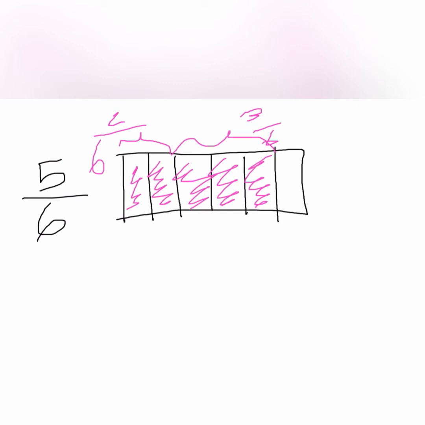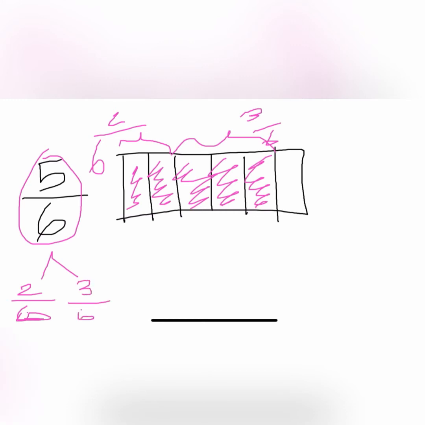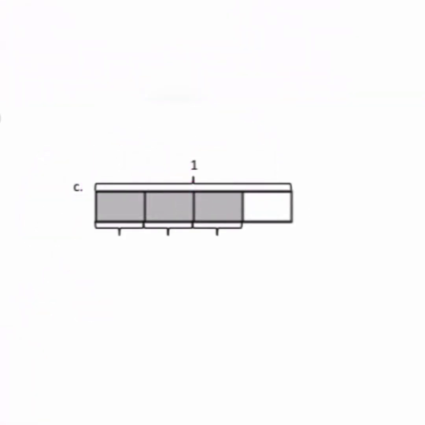A number bond just looks like the whole number, or in this case, the fraction that you're starting with, and then what you're breaking it into. In this case, I'm breaking it into 2/6 and 3/6. All right, so that's how you make a tape diagram based on a fraction, and that's one of the ways that you would make a number bond based on a fraction.